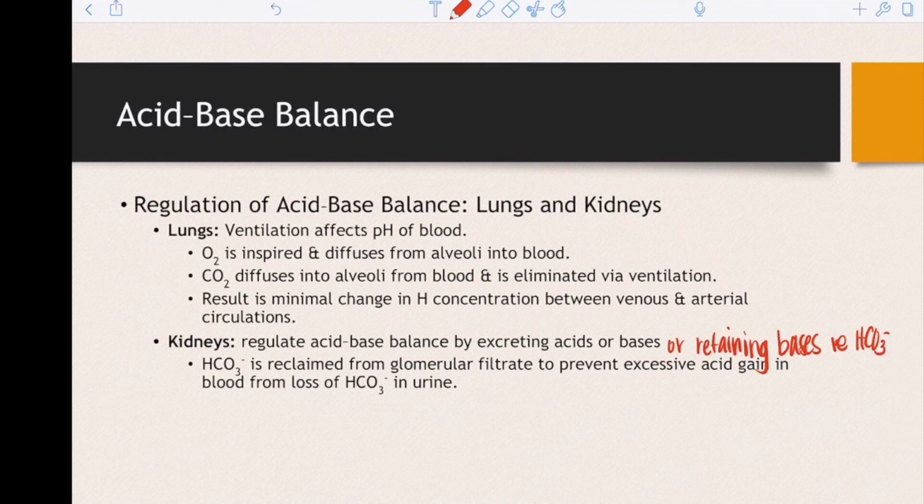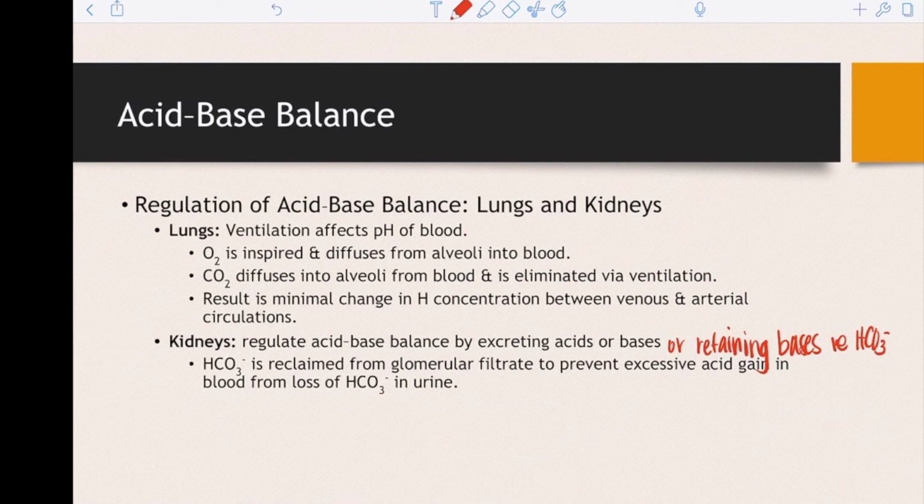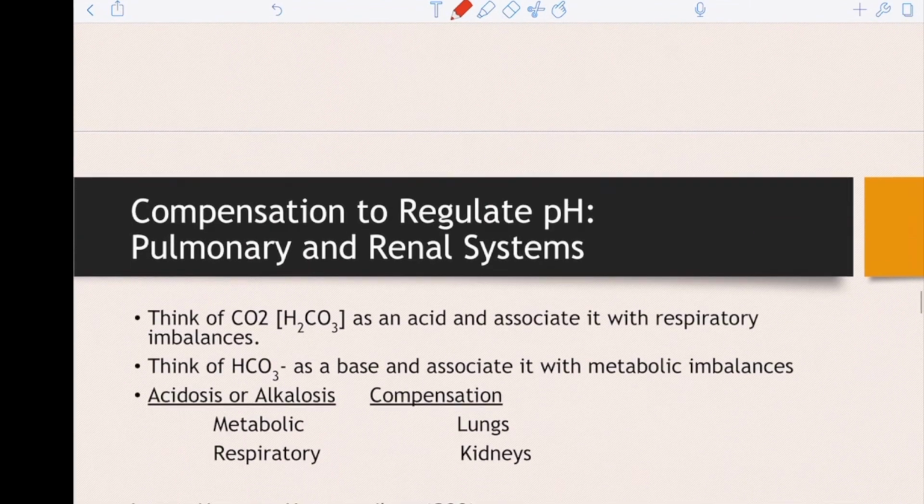So the HCO3 can be reclaimed from the glomerular filtrate, and that's going to prevent excessive acid gain in the blood from loss of HCO3 in the urine. So if we're losing too much base or HCO3 out of our urine, that's going to cause an acidic condition within the blood. So our kidneys automatically decide that it's a good idea to just start retaining some of that HCO3, retaining some base to resist acidic conditions.